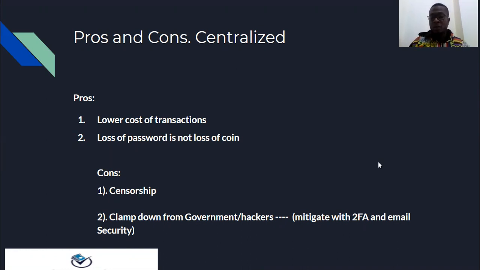Also, the government or hackers can, for example, if everybody who is using Binance today, if Binance gets hacked, yeah, you can lose your money. It happens that way. But of course, some of these exchanges also have top tier hackers in their team, white hackers who help prevent their system from getting hacked by the bad guys.